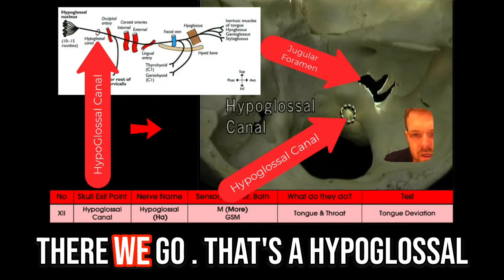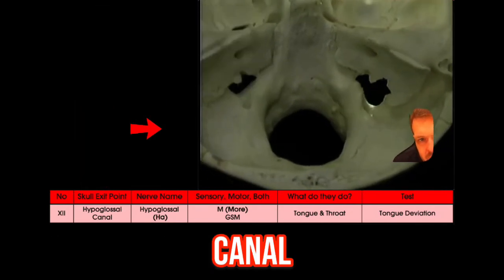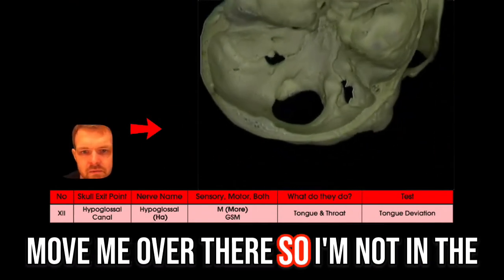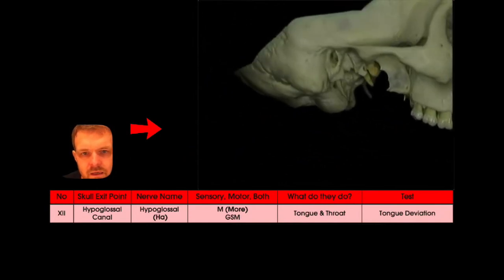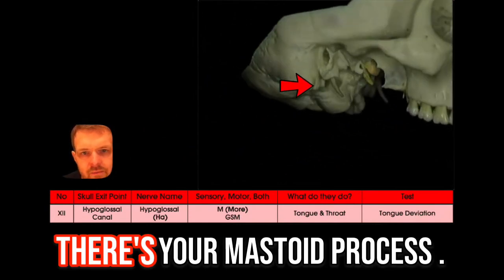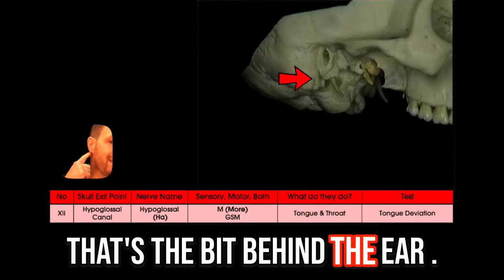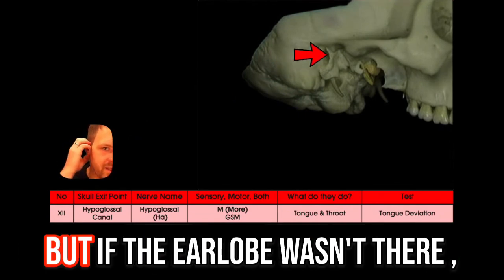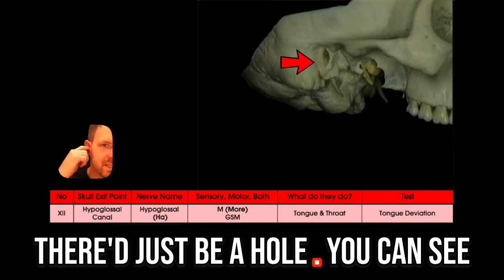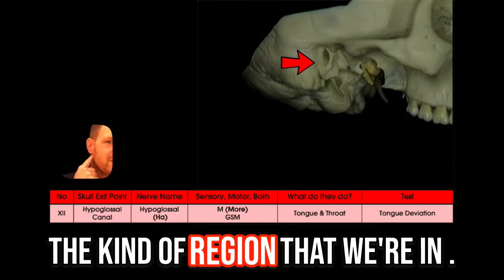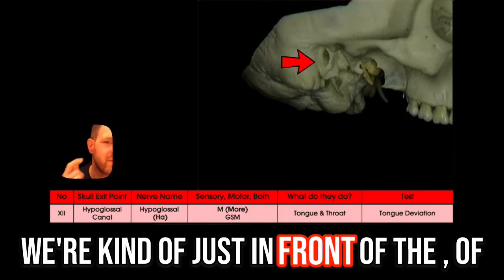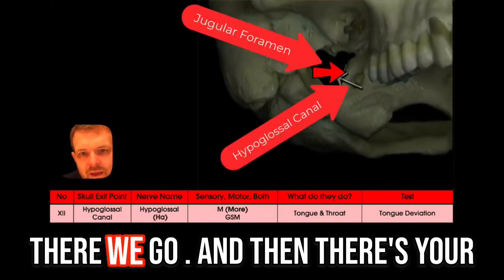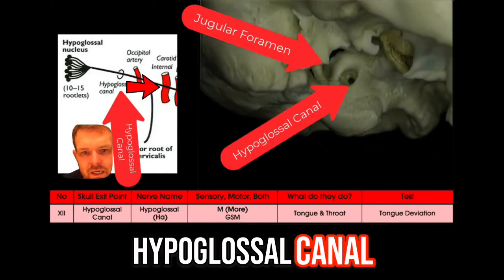Just press play again, there we go. And that's the hypoglossal canal. And then it will flip around. Just move me over there so I'm not in the way. And if I just pause that there. So there's your mastoid process. That's the bit behind the ear. There's your ear roll. Obviously we've got an earlobe, but if the earlobe wasn't there, there'd just be a hole. So you can see the kind of region that we're in. We're just in front of the ear roll. There we go. And then there's your hypoglossal canal.